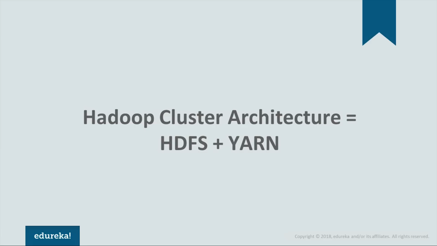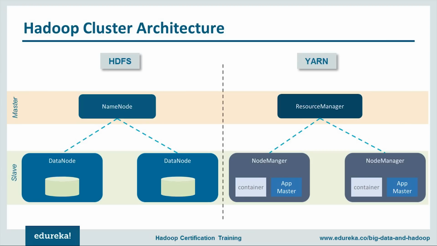Now let's take a look at the entire Hadoop cluster architecture, HDFS with Yarn. Here you can see that both HDFS and Yarn follow a master-slave topology. The master in HDFS is the NameNode, and the master in Yarn is the resource manager. The slave daemons in HDFS are the data nodes, and this is where all your data is stored. And in Yarn, it is the node manager.